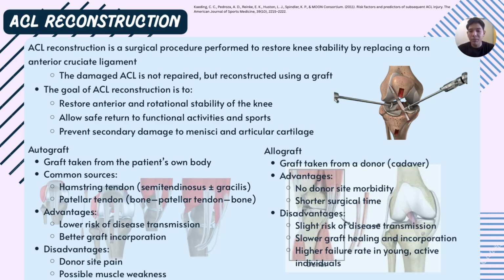When conservative management isn't enough, we move to ACL reconstruction. It's important to note that the damaged ligament isn't actually repaired, it's replaced with a graft to restore stability and prevent secondary meniscus damage. We generally choose between 2 graft types. Autografts, typically from the patient's own hamstring or patella tendon, offer better incorporation and no risk of disease transmission, though they do cause donor site pain. Alternatively, allografts taken from a donor provide a shorter surgical time and no donor site morbidity, but they carry a slightly higher failure rate in younger, high-activity patients. The choice ultimately depends on the patient's age and functional goals.